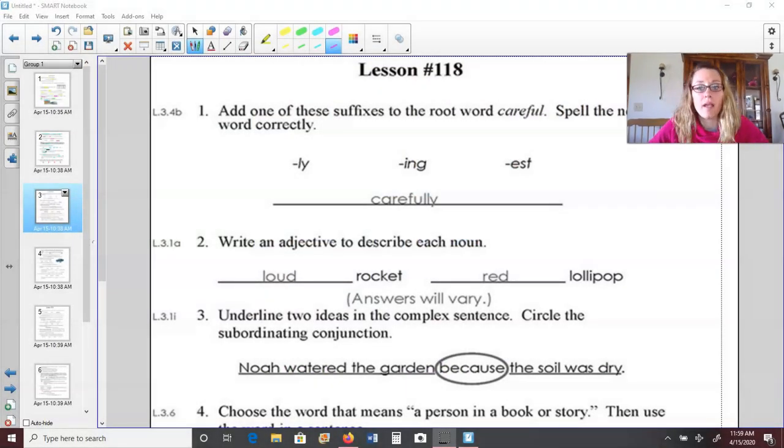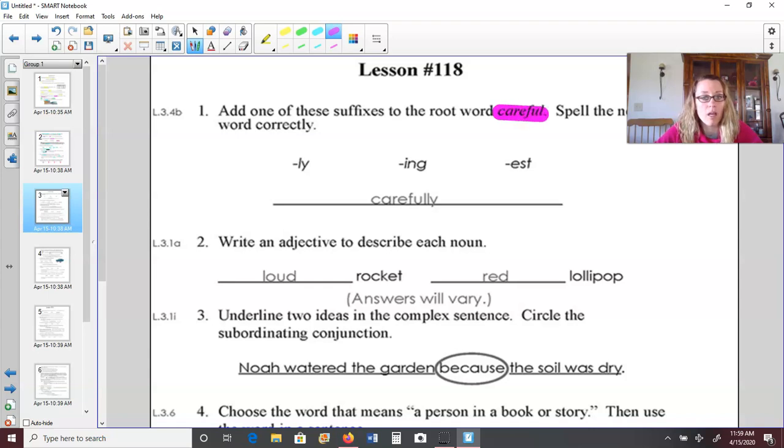All right, number 1, add one of these suffixes to the root word careful and spell the new word correctly. So we're looking at the word careful, carefully, carefuling, or carefulest. Well, only one of those sounds correct to me, carefully, and you simply are going to double the L's because careful already ends with an L, and then we're adding a suffix, ly. So to spell the word correctly, carefully.